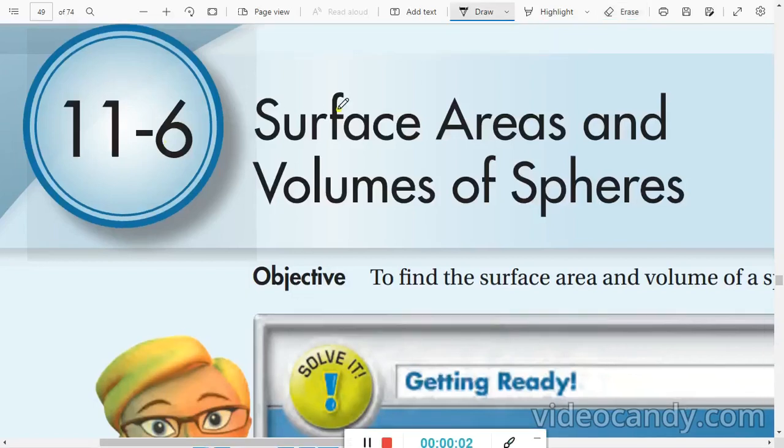Chapter 11-6, Surface Areas and Volumes of Spheres.